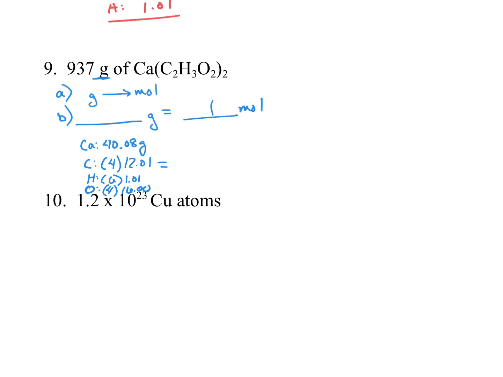So 40.08 plus 12.01 times 4 plus 6 times 1.01 plus 4 times 16 is 64. So in total, calcium acetate has a molar mass of 158.18 grams per mole. So these are the units for molar mass. So the conversion factor is that there are 158.18 grams equal to 1 mole.